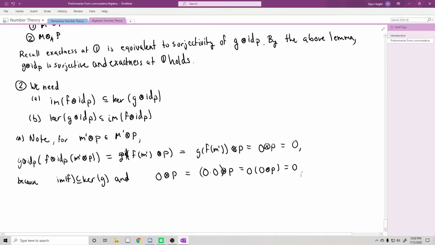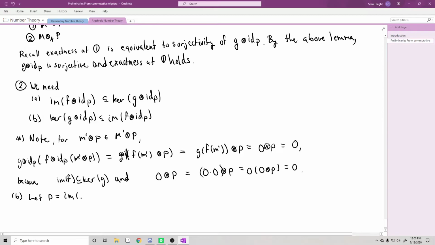To get part B, we have to do a bit more work. So let's start part B. One other small remark: it suffices to check that this composition is 0 on simple tensors, because simple tensors generate the whole M prime tensor P, and the images of those simple tensors will generate the image of F. And if every image of a simple tensor is contained in the kernel, then the entire image of F is also contained in the kernel.